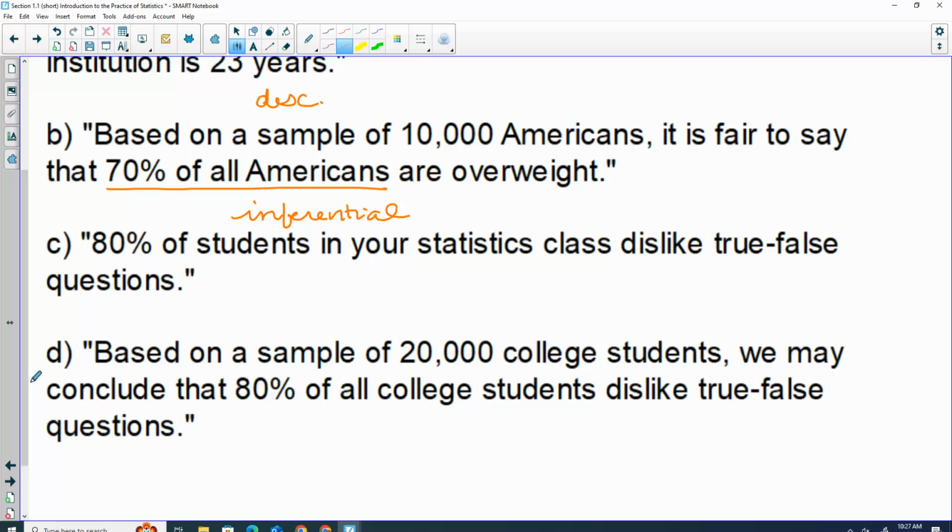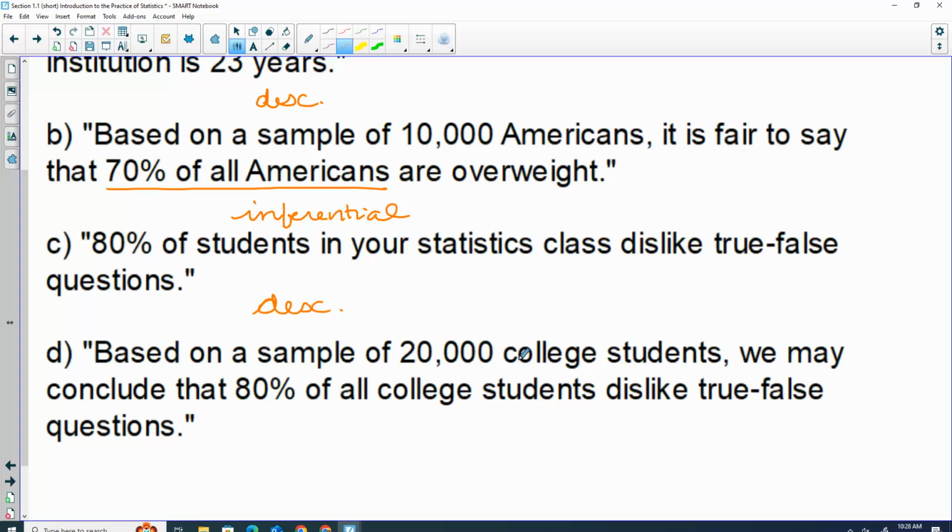C. 80% of students in your statistics class dislike true-false questions. I probably should have given a little more information here, because I didn't specifically say who I asked. Would it be reasonable to assume that if I'm talking about our class that I asked all of you? Okay, so let's assume that I asked everyone. So if I asked everyone and I'm telling you 80% dislike them, that's describing what I found, so that's descriptive.